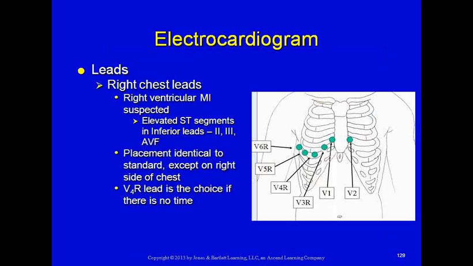There are situations or times where we may want to do what's called a right 12 lead. And when we have a person who shows elevated ST segments in leads 2, 3, and AVF, those are the inferior leads, and they look at the right coronary artery. And in about 25% of the population, if that right coronary artery is occluded, it may affect that right ventricle. And if the right ventricle is affected, it's really susceptible to decrease in preload.